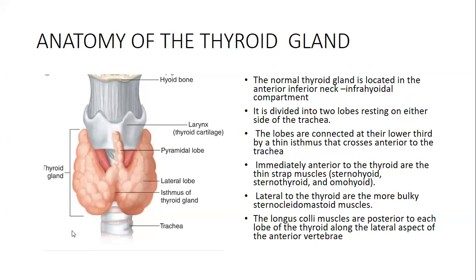Immediately anterior to the thyroid are the thin strap muscles: the sternohyoid, sternothyroid, and omohyoid muscles. Lateral to the thyroid are the more bulky sternocleidomastoid muscles. The longus colli muscles are just posterior to each lobe of the thyroid gland, along the lateral aspects of the anterior vertebra.